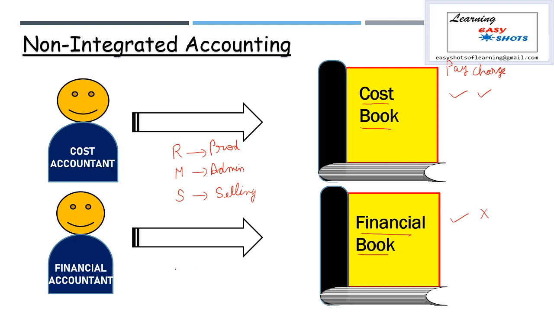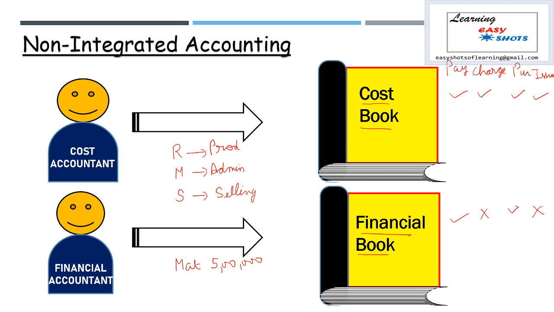Now take another example. Suppose the company purchased raw material amounting to rupees 5 lakh. The purchase of raw material is recorded in the cost books and financial books, but when we issue this raw material from the store, the issue of raw material is recorded in the cost books, but it is not recorded in the financial books. So some transactions are recorded in the cost books and some transactions are recorded in the financial books. That's why we need two separate books in the non-integrated accounting system to generalize our transactions.